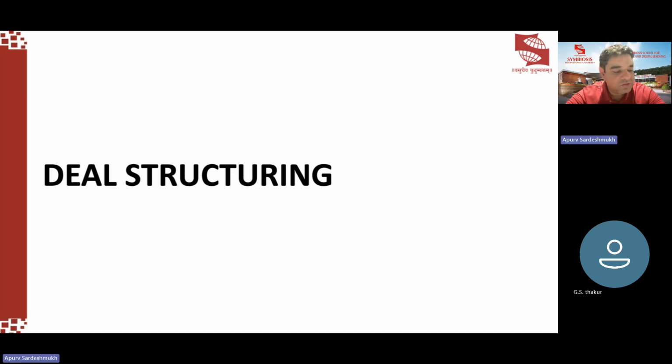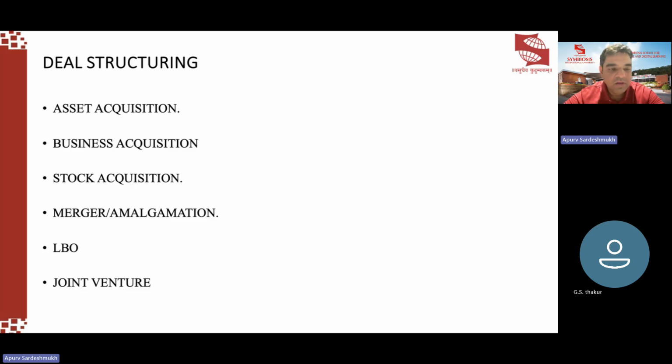And once you have identified the criteria and shortlisted the target, the next step obviously is to ensure that the deal is structured in a manner that benefits the parties. So structuring of the transaction of acquisition or structuring of the transaction of merger is very important. And hence the deal structuring is very important. There are various ways in which deals are structured, or various manners in which acquisitions take place.